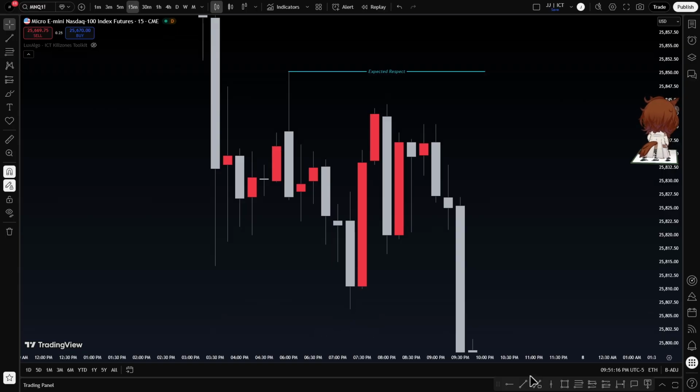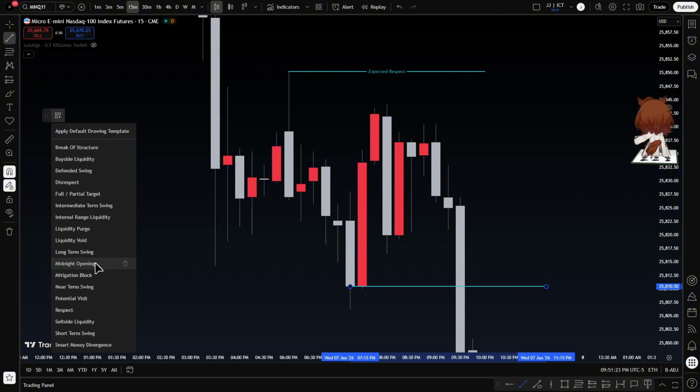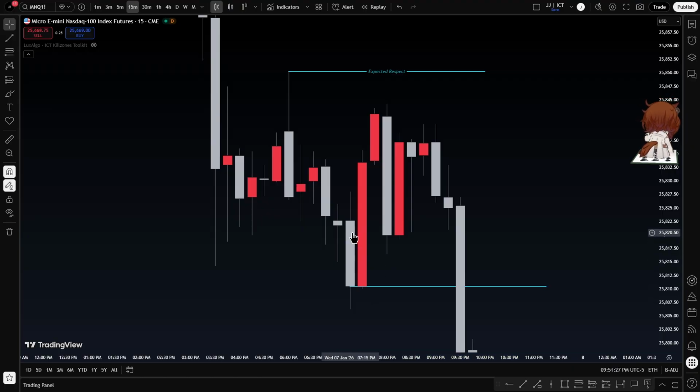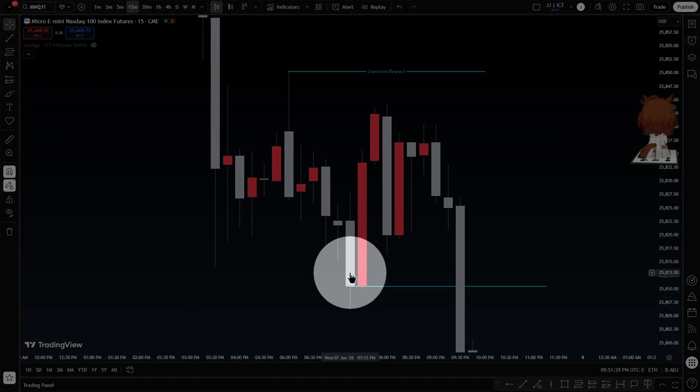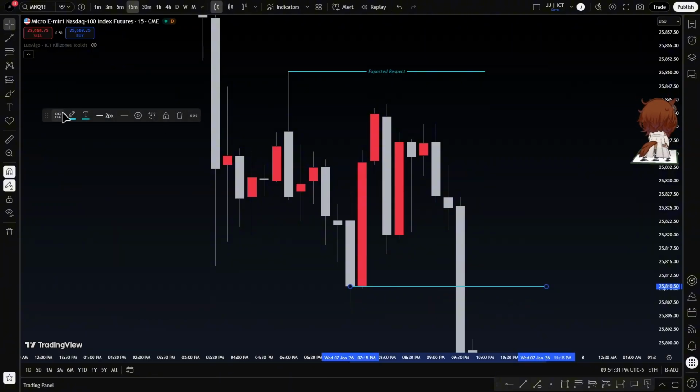Where's the mitigation block? It's the deepest down close candle, either the candle that creates the swing low, or the deepest down close candle that's before the candle that creates the swing low. In this case, it's actually the candle that creates the swing low, the deepest down close. So we're going to mark that as a mitigation block.